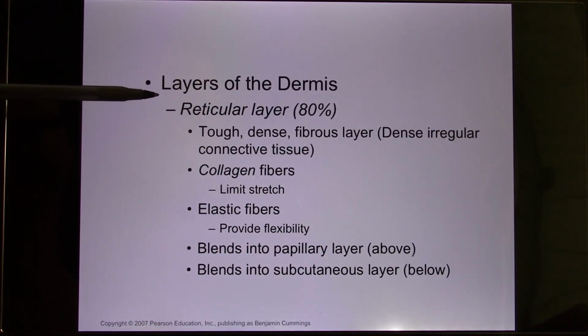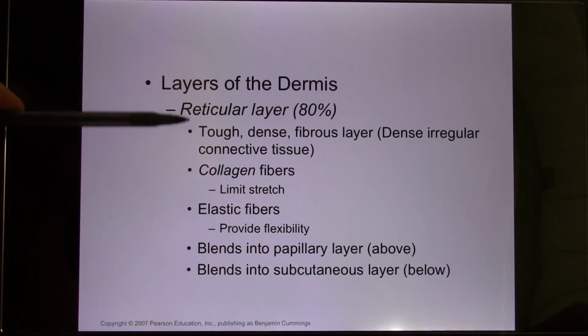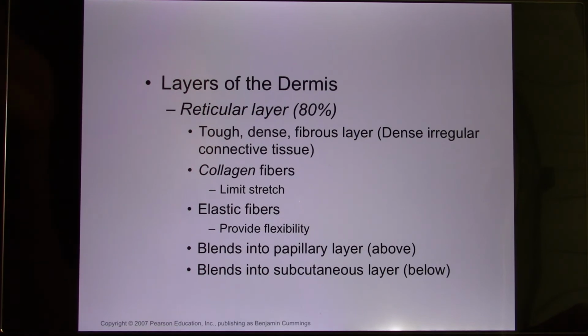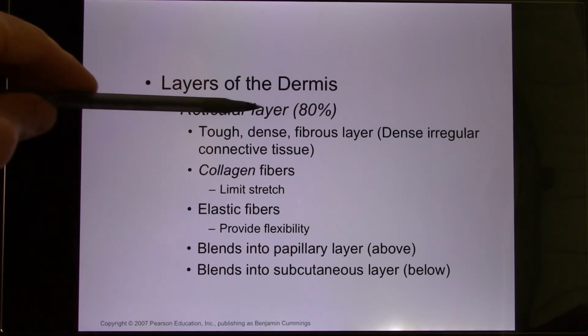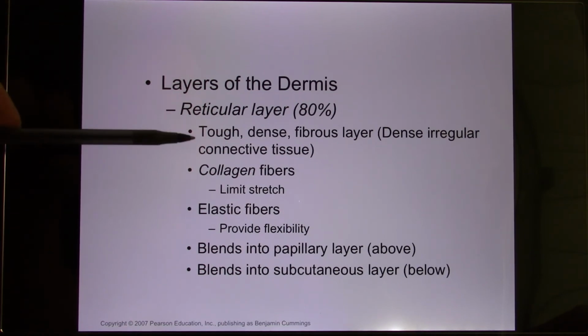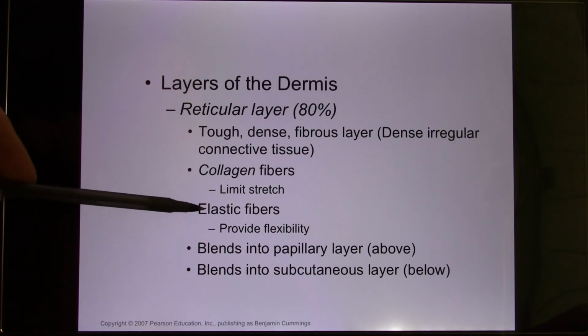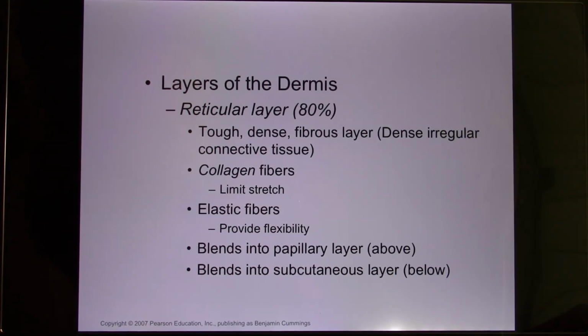The other 80%, we call the reticular layer. In this layer, they put more fibers. So more fibers, tougher, stronger. So that's the layer with tough, dense, irregular connective tissue. So they put more collagen fiber, and that's the strong fiber, also more elastic fiber, which gives you flexibility. So because of this layer, I can pinch your skin and it will bounce back because of more fiber there.